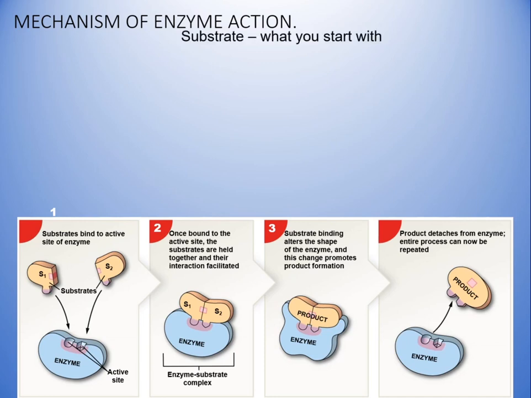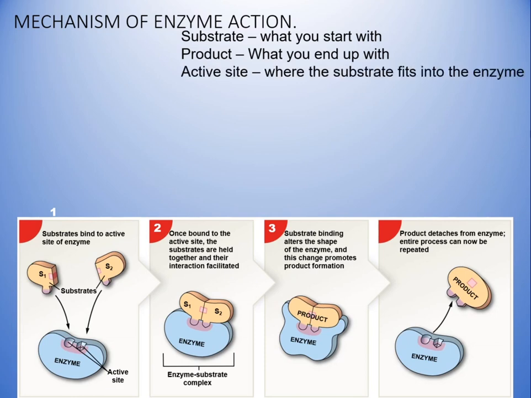So let's define some things. A substrate is what you start with. That's what you begin with that you want to change in this reaction with an enzyme. So the substrate is the beginning raw material. The product is what you end up with, right? Products are produced. So we've got raw materials and finished product.